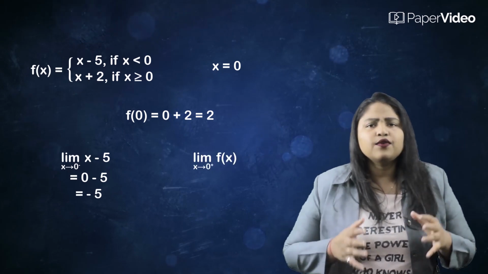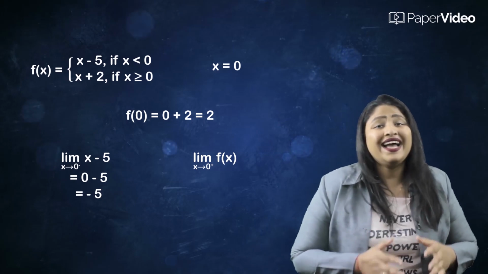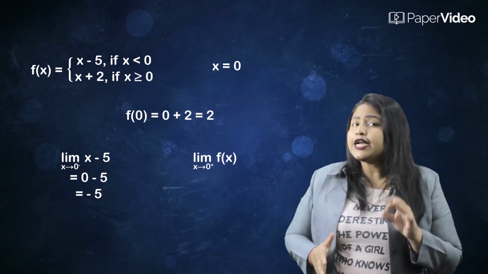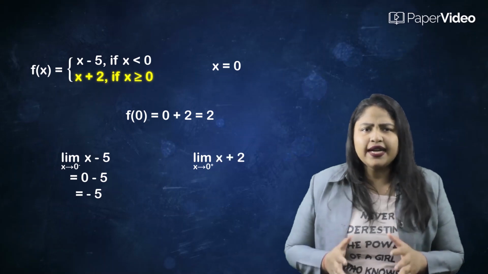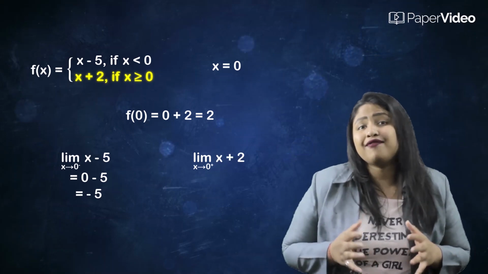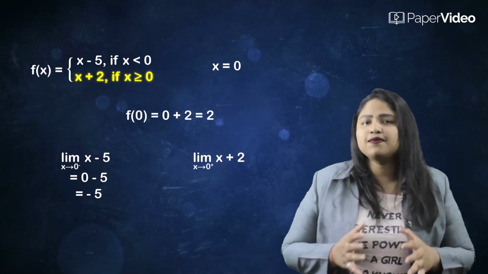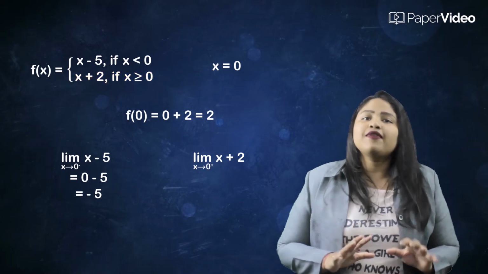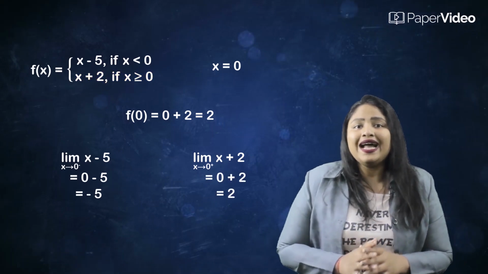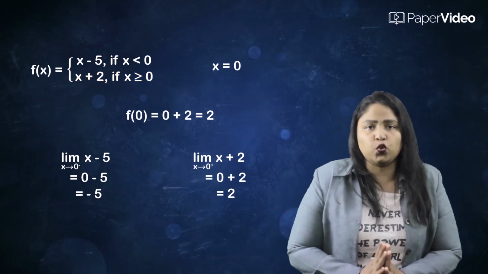Now let's find the right hand limit of the function at x equals 0. It is given that when x is greater than or equal to 0, f of x equals x plus 2. So the right hand limit of the function at x equals 0 will be 2.